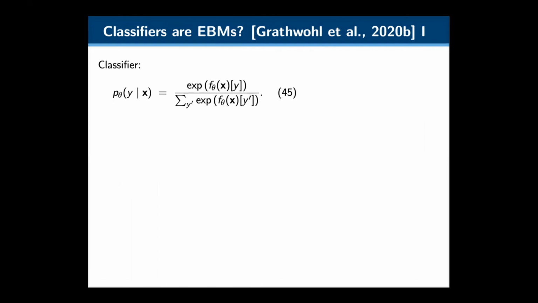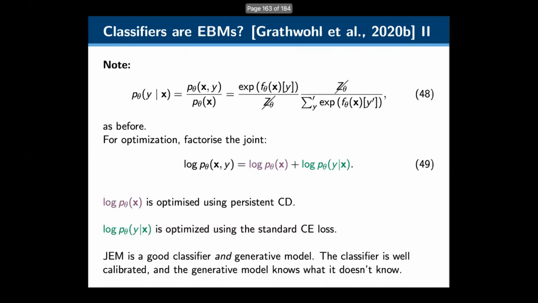But what this paper is basically saying is that every classifier is secretly an energy-based model, is the title, so you get the idea. So we could take a standard classifier, defined by some neural network, which outputs logits. We put those through a softmax to get our conditional distribution.